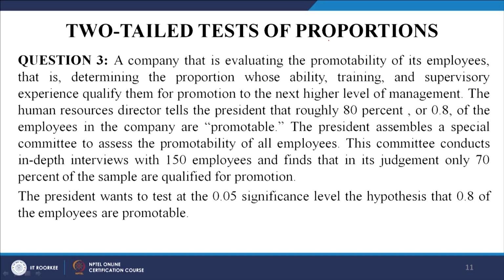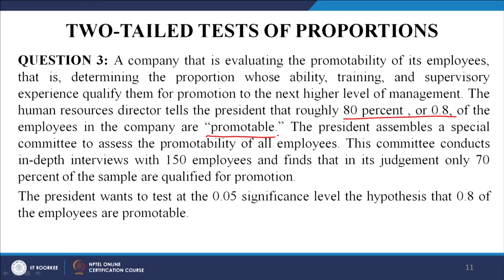So, now the first case is of a two tailed test of proportion. Now, let us see this. A company is evaluating the promotability of its employees, right. It wants to promote its employees. It is trying to determine the proportion of people whose ability, training and supervisory experience qualify them for promotion to the next higher level of management. The HR director tells the president that roughly 80% of the whole total of the employees are promotable, correct.